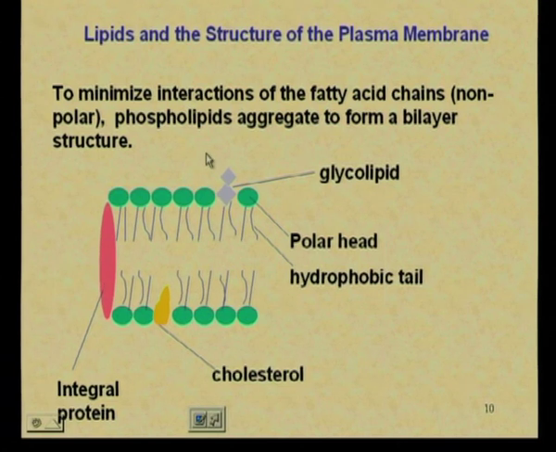So, we have these phospholipids aggregate to form this bilayer structure. We have already looked at the different types of phospholipids that we can have, including a glycolipid type where we have a sugar ring attached, like we would have in a cerebroside or a ganglioside.